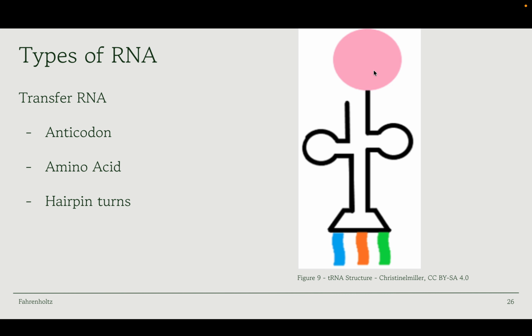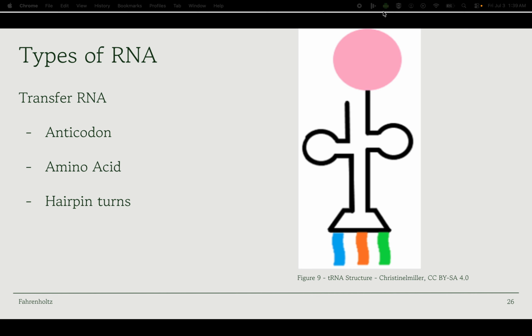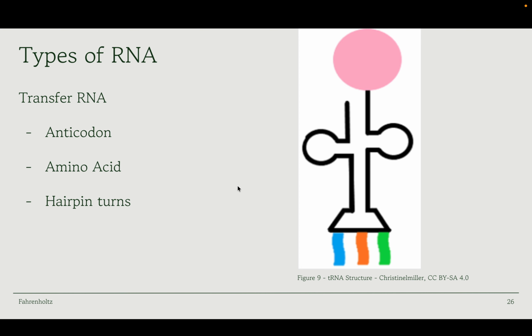At the opposite end, we have an amino acid. There's a location here on that RNA that the amino acid can bind to. So hopefully we can see that this piece, this tRNA, is fundamental in translating between nucleic acids and amino acids. It's literally the translator, connecting the nucleic acid at the anticodon to the amino acid at the amino acid end.